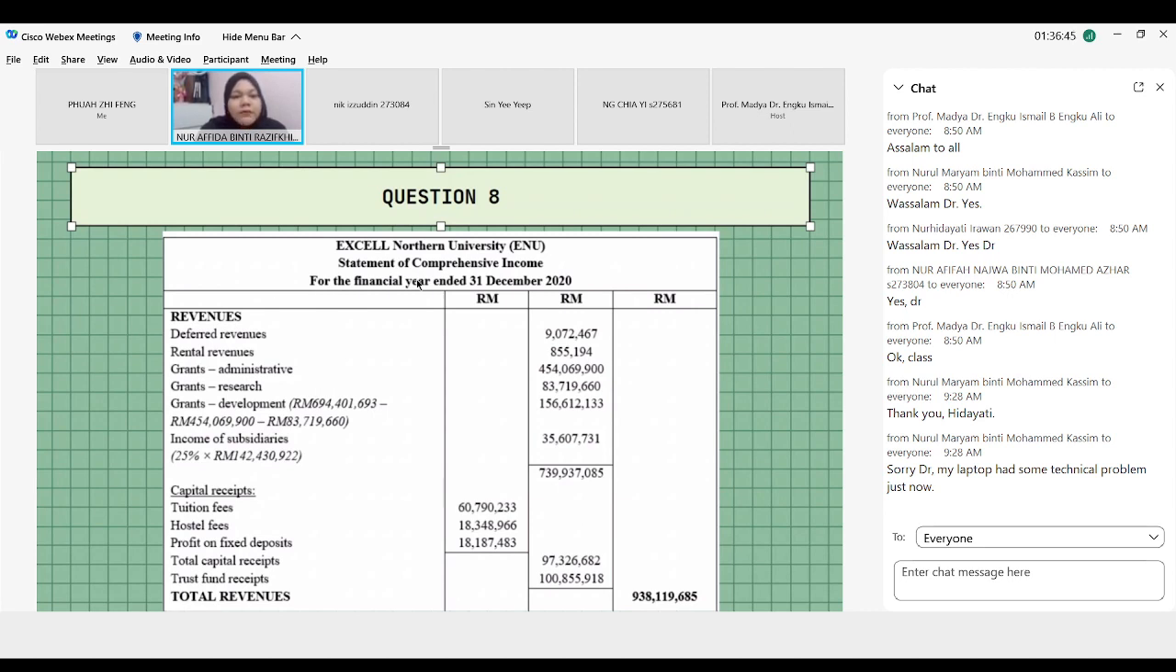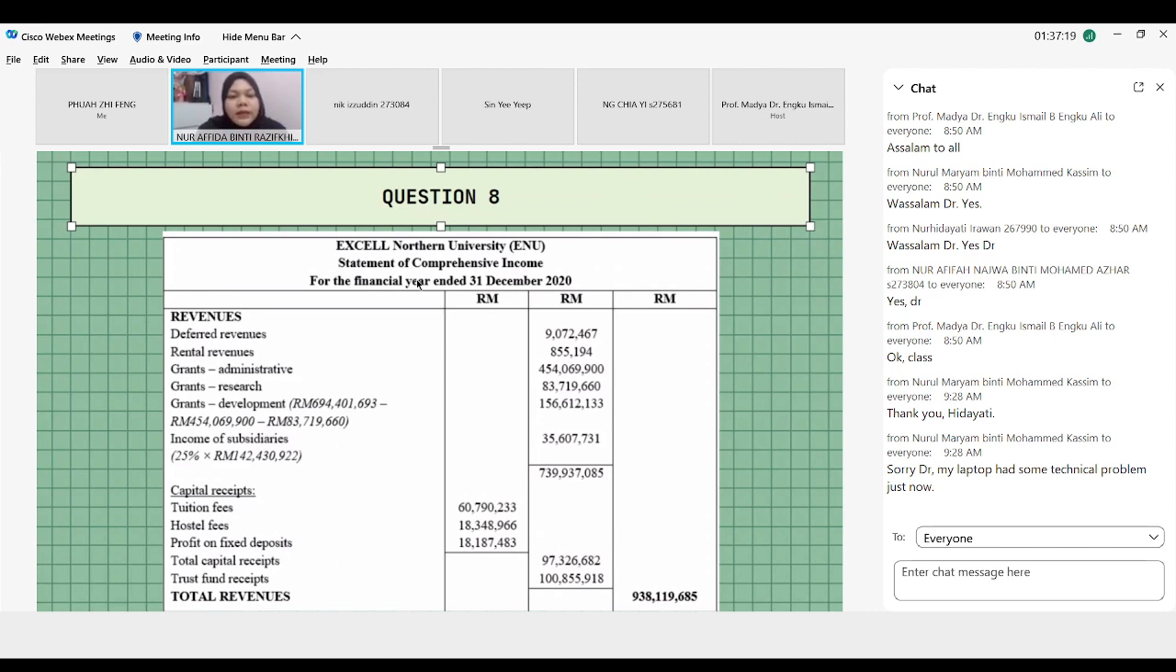For the grant of development, which is 94,401,693 minus by 455,069,900 and minus by 719,660, we get 156,612,133. And for the income of subsidiary, we use 25% because the 75% has been recognized as cash.